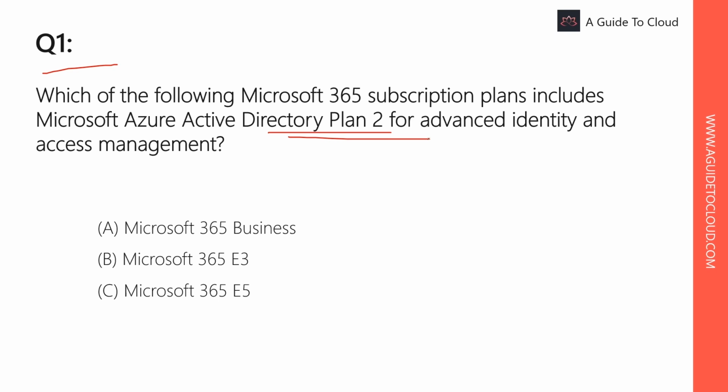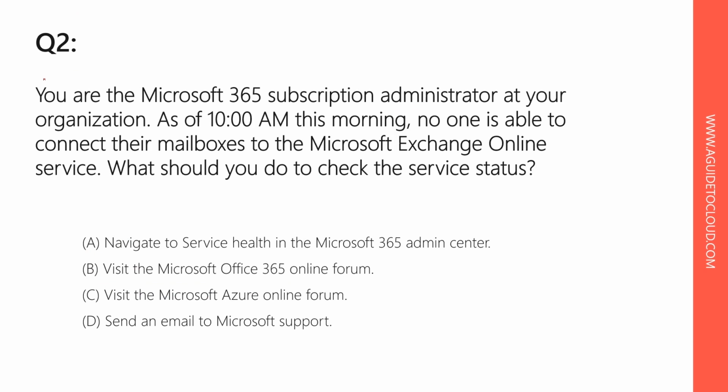You all know that P2 is part of the E5 subscription, so it is mostly available in the E5 plans. The first option is Business. Business doesn't include all the advanced functionalities or advanced security features. E3 does include a few security features, but not all the advanced ones. Azure AD P2 is part of Microsoft 365 E5, or you can purchase it as a standalone product as well. So the option is C and the answer is C as well. Let's look at the next question.